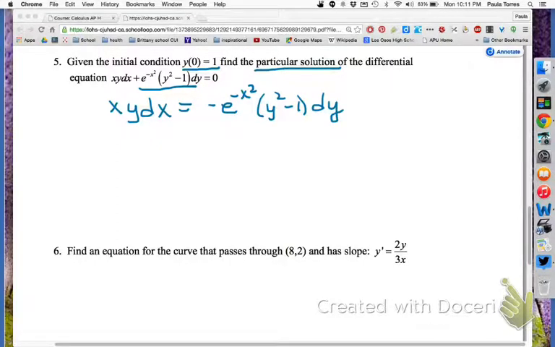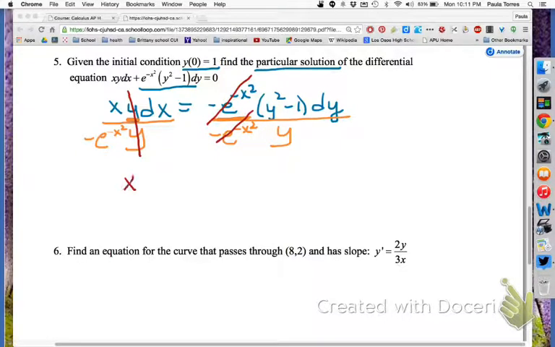And then I notice that I have a y still on the left side that I'm going to need to move. And that should be easy enough. And I have an x term on the right. That should be easy enough. So it looks like if I divide both sides by y, then I'll make this pair go away. And if I divide both sides by negative e to the negative x squared, then I'll make this pair go away.